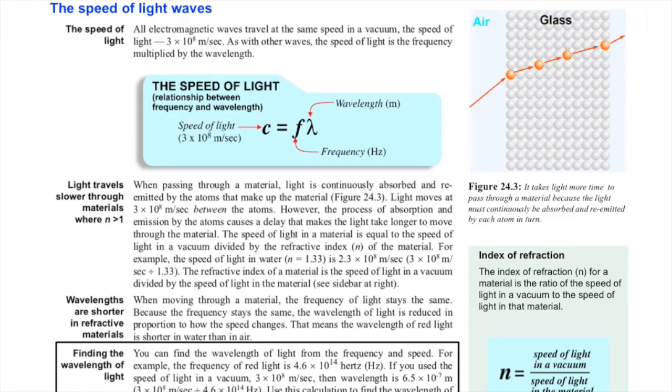The frequency of blue-green light is 6 times 10 to the 14 hertz. The answer is that blue-green light has a wavelength of 5 times 10 to the negative 7 meters.